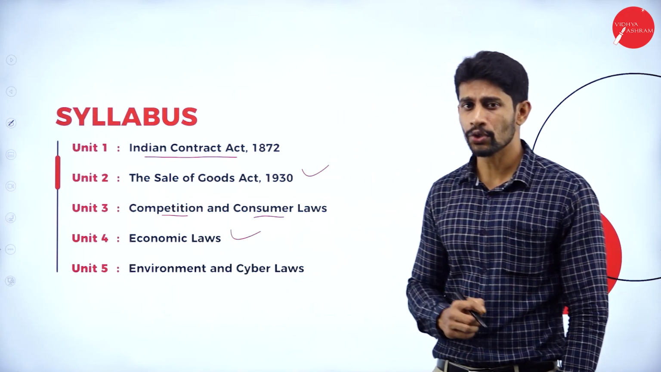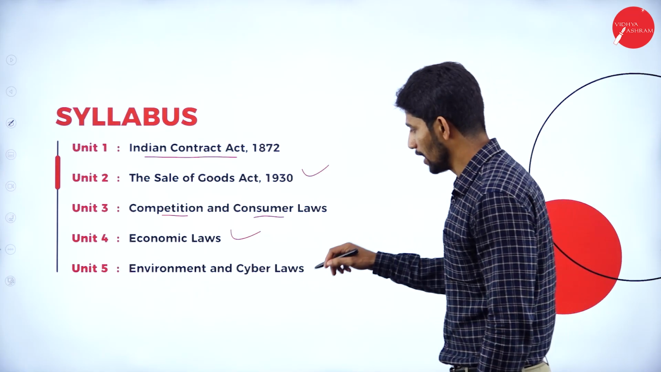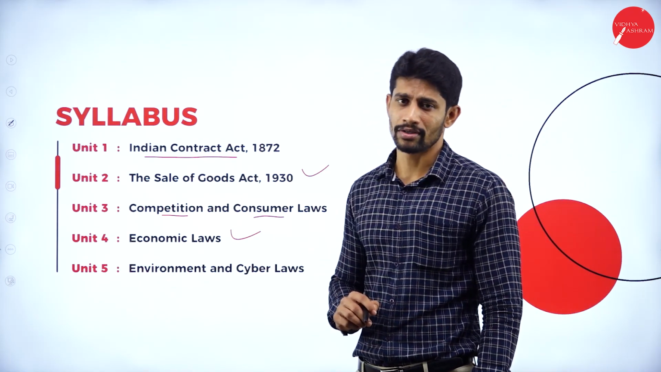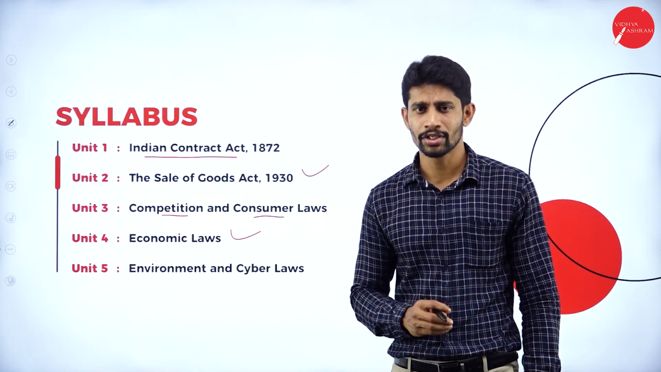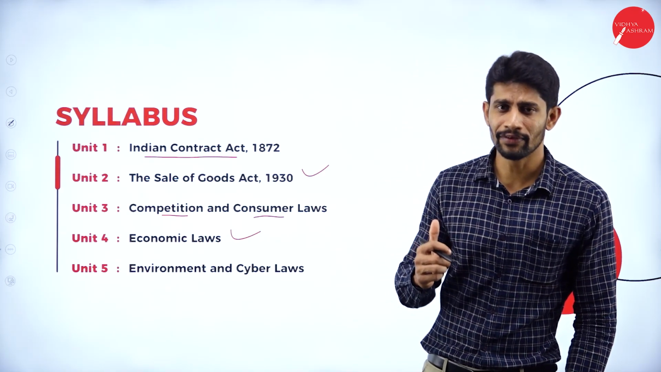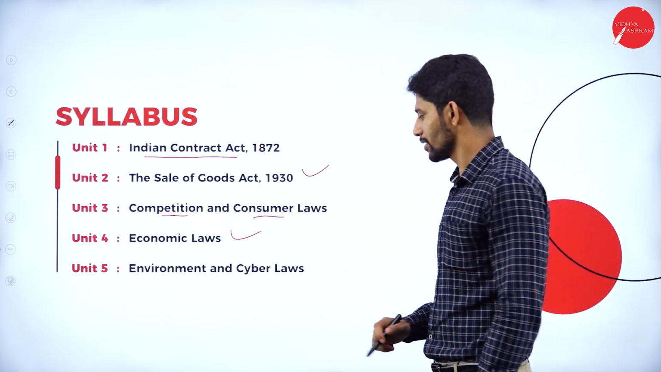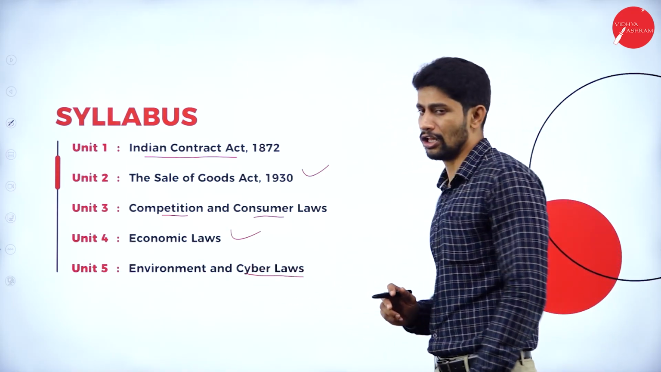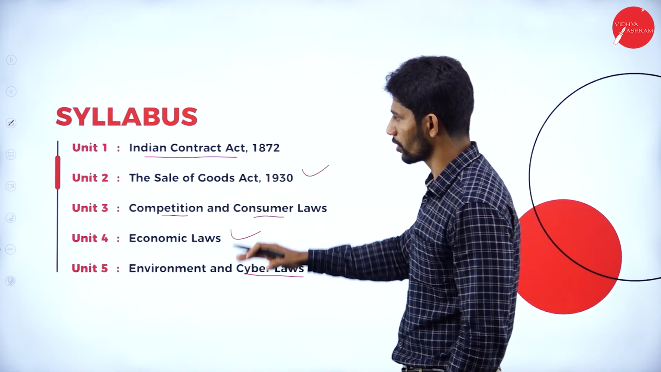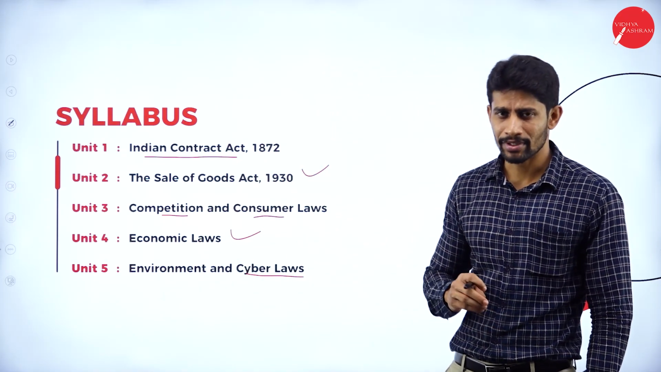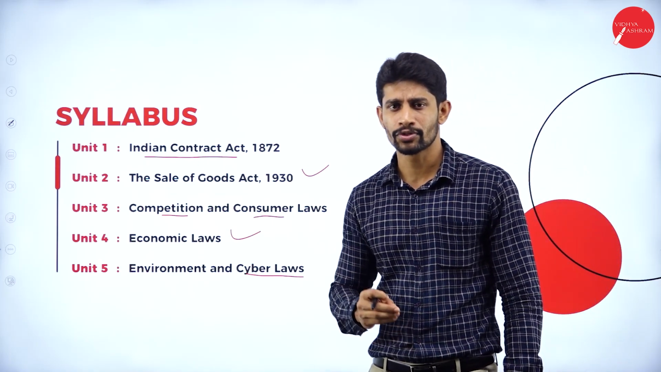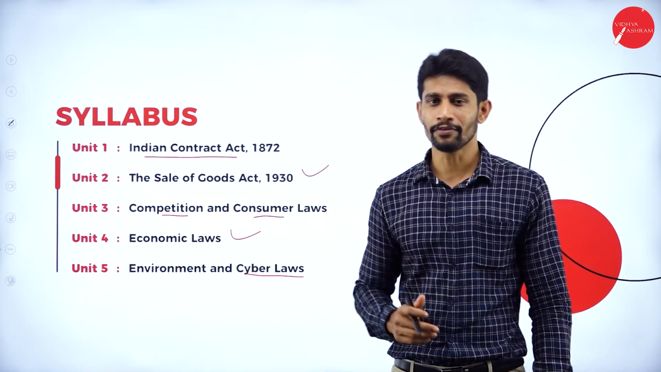Last unit, unit number 5, is Environment and Cyber Laws. In this unit, you are going to study the Environment Act as well as Cyber Laws. So these are all the 5 units you have in this subject for this semester, that is for 4th Sem BCom students who are studying under University of Mysuru.